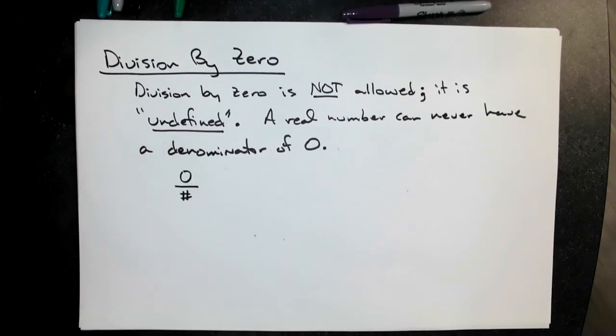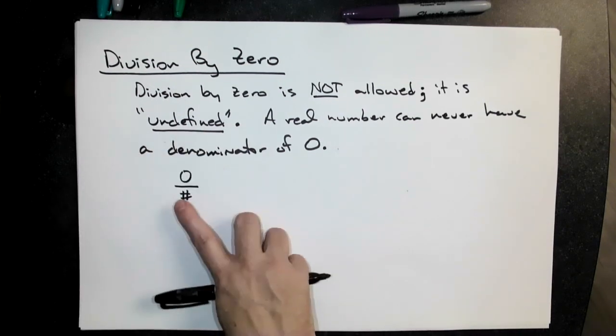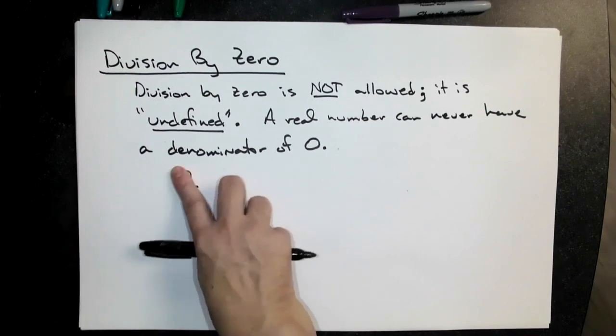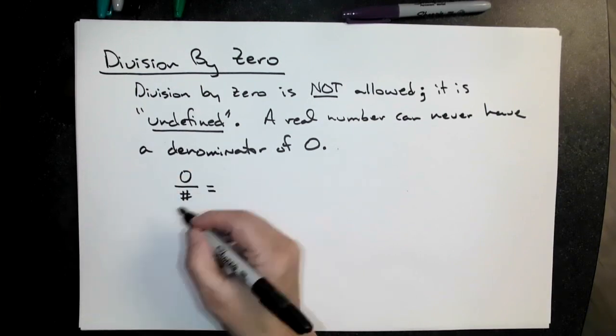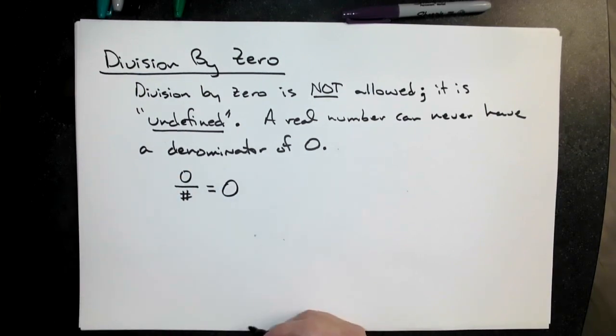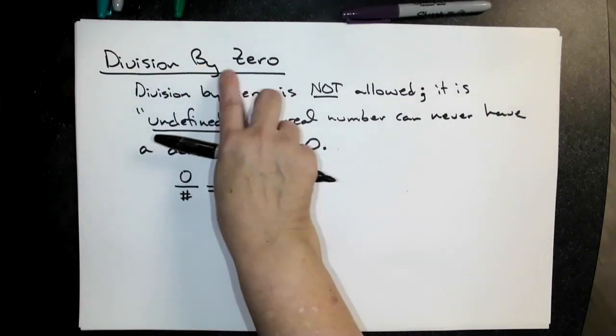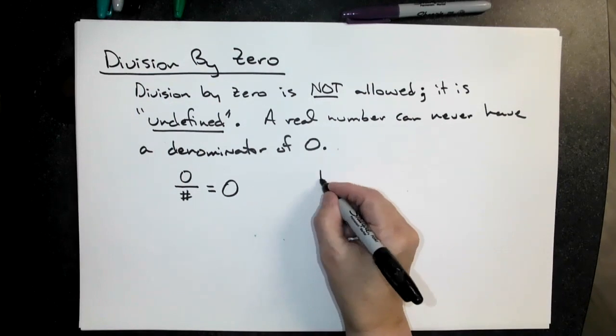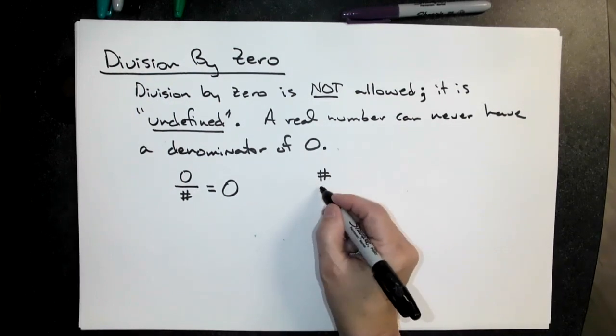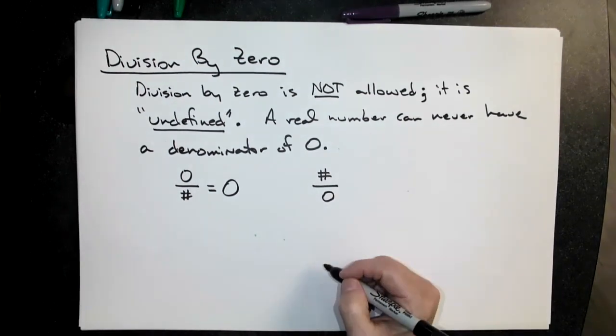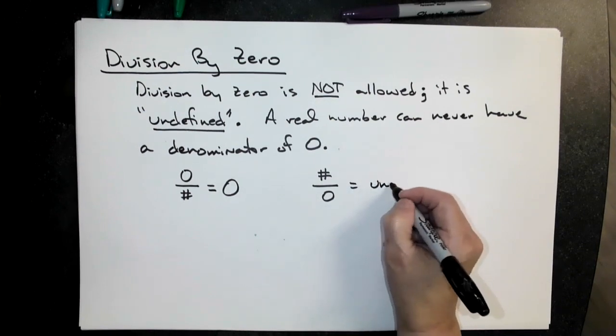number, okay, that's 0 divided by a number. So I'm dividing by a number. This is okay. That's fine. That's always going to result in 0. But if I switch it around and my division is by 0, that means that I would have a number in the top and it's being divided by 0. That's when we get the undefined answer.